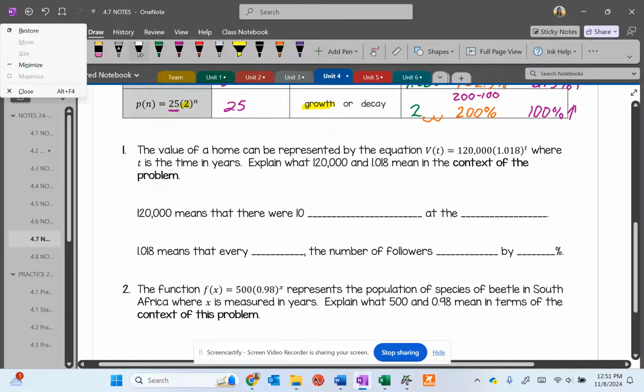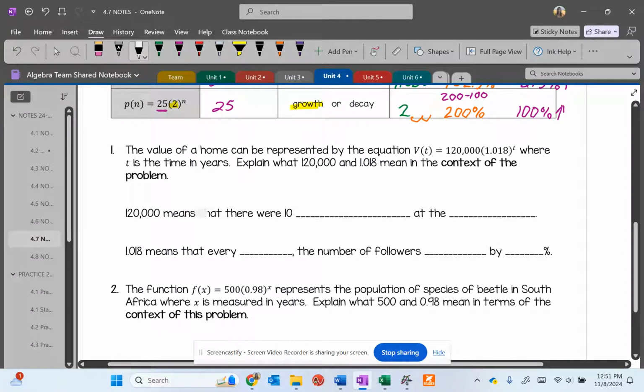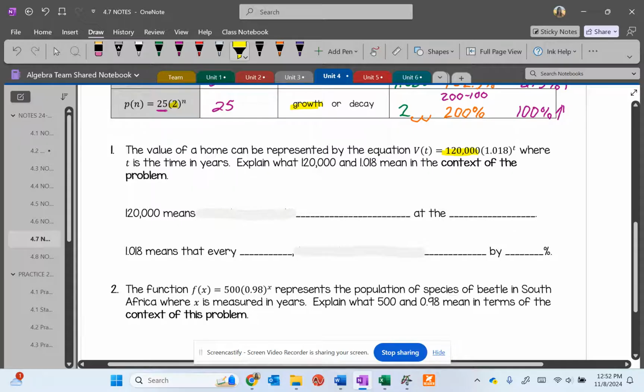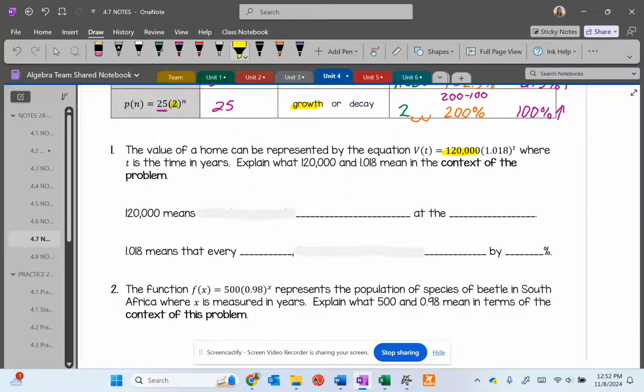Okay, the first thing I just want to take a look at is that there are a couple of errors here. In example number 1, it says 120,000 means that there were. So I'm just going to erase this, and I'm going to get rid of that. Okay, so number 1, it says the value of a home can be represented by this equation where t is time in years. And they're asking, what does this 120,000 and 1.018 mean in the context of this problem? Well, many of us know that because it's the number in front, that's our initial value, that's the start. So what are we talking about here?